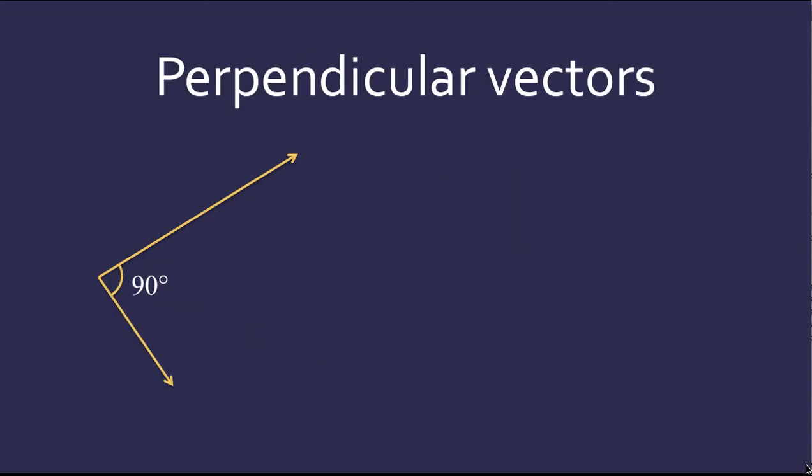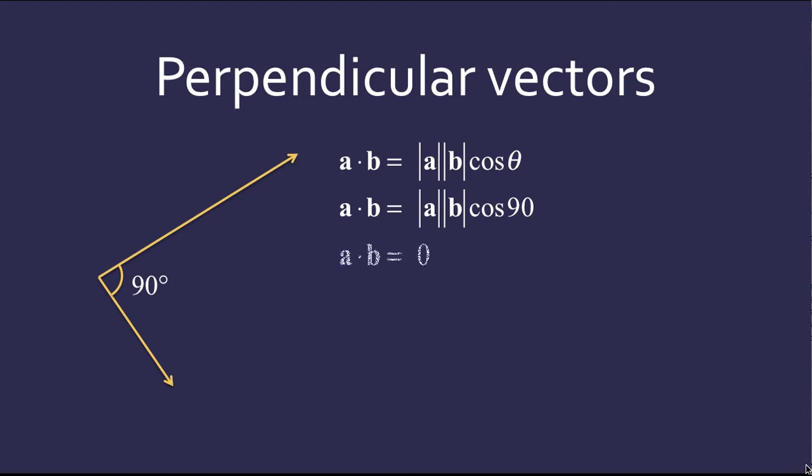Think about what happens to the projection of B onto A if the angle between the two vectors is 90 degrees. In such cases, the projection must be zero. This is shown by considering the definition of the dot product. The cosine of 90 degrees is zero, so that for a 90-degree angle between the vectors, the product A dot B must also be zero.